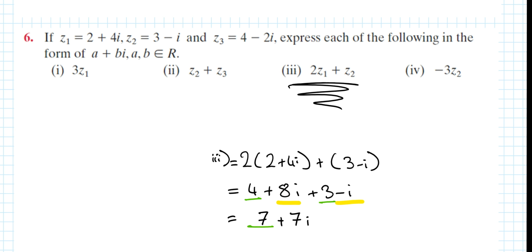And it's exactly the same for all of these questions. i just gets treated like an x, as you would be aware of or familiar with. Again, i multiplied by i is equal to i squared.